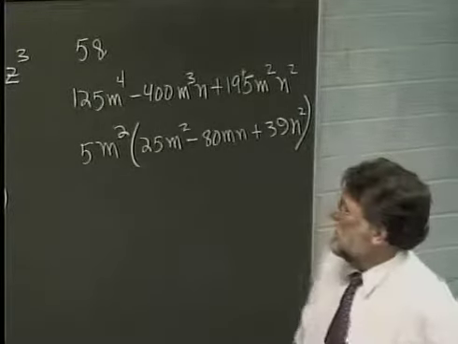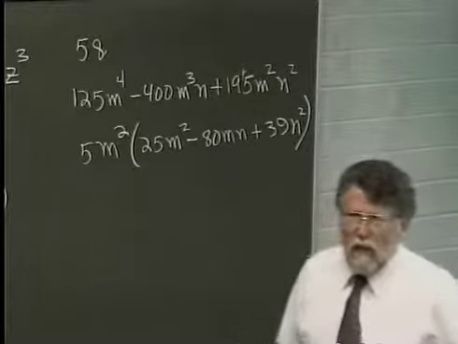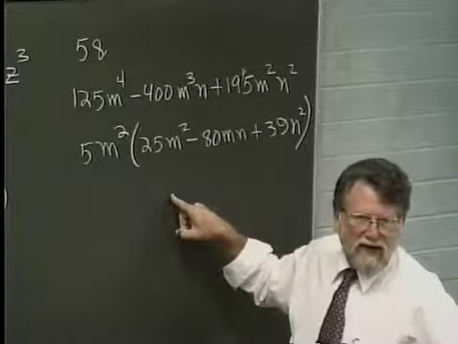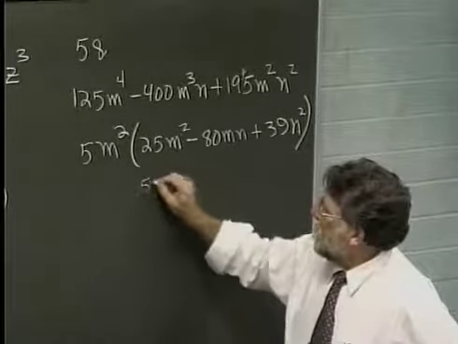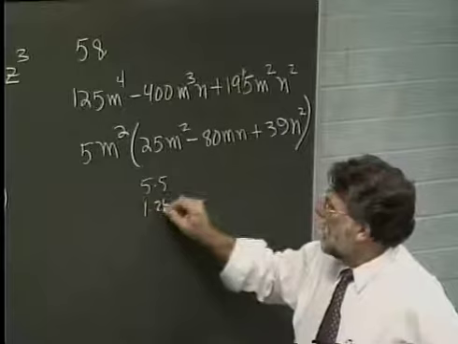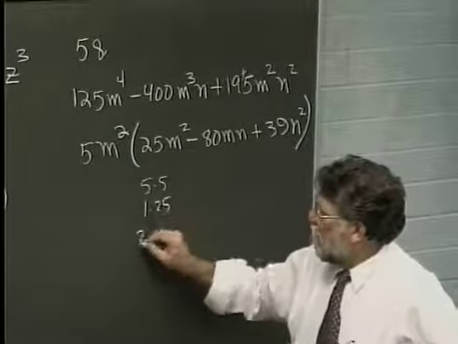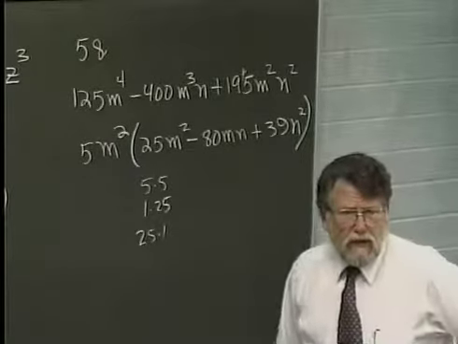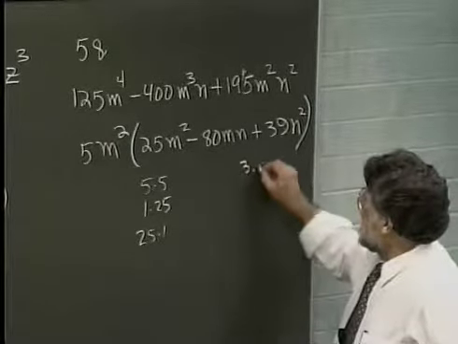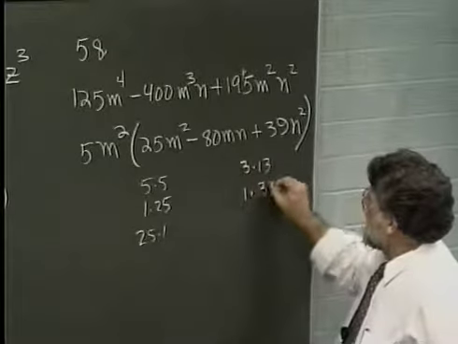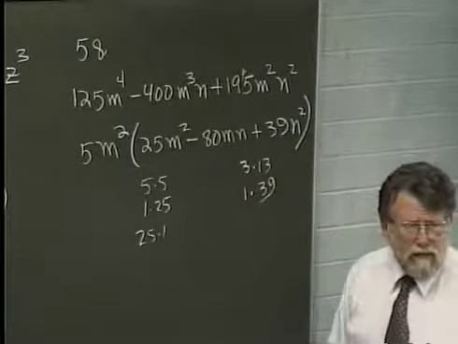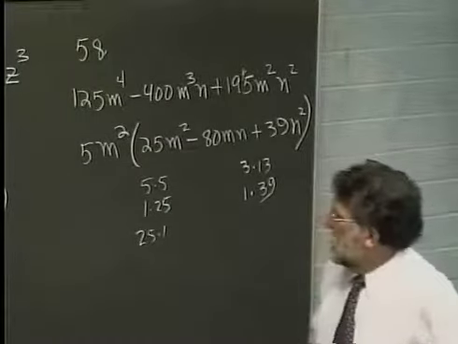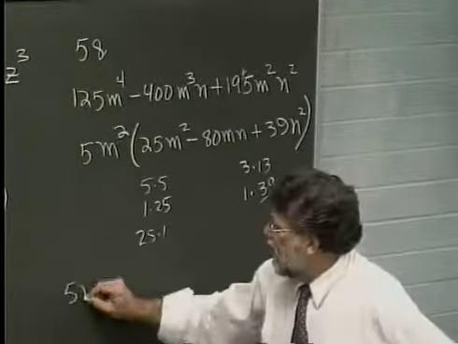Okay, I wanted something interesting. We got it. So the 25 goes 5, 5, and 125, that's it. So this could go 5, 5, and then I can reverse the 25, 1. Now what about the 39? That's 3, 13 and 1, 39. That's it, right? In a sense, they were bad, but not that bad. Okay, I have a 5m squared.